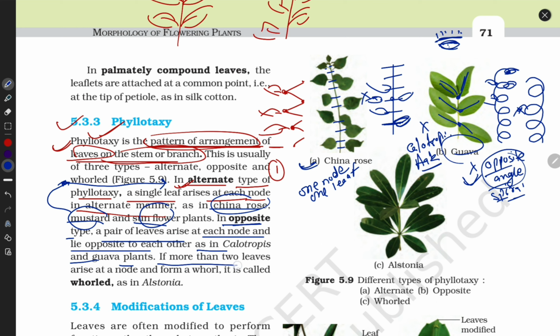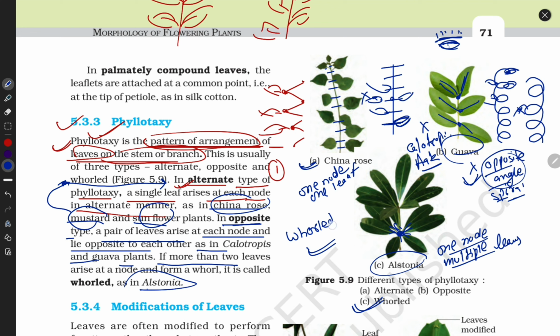Now, if more than two leaves arise at a node, guys, one node, multiple leaves, that is whorled pattern. Alstonia is one of the examples of this phyllotaxy. Which phyllotaxy? Whorled phyllotaxy.